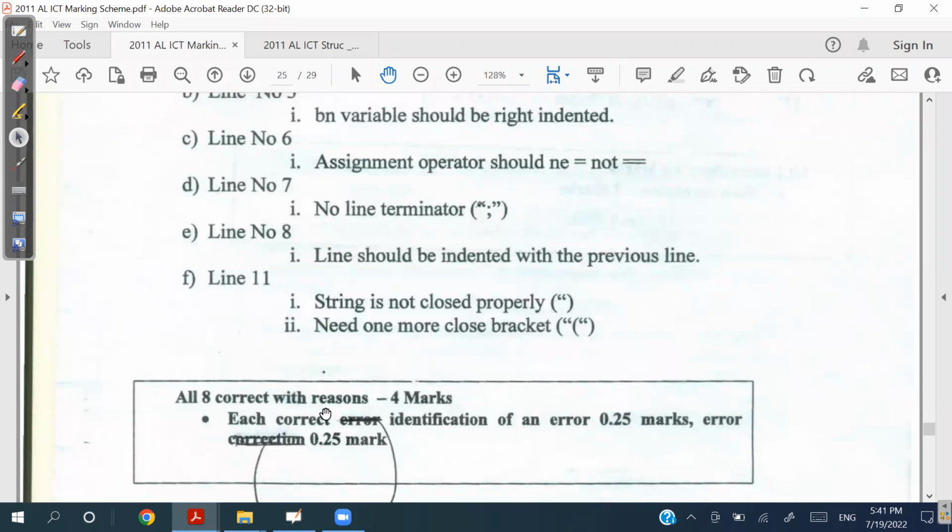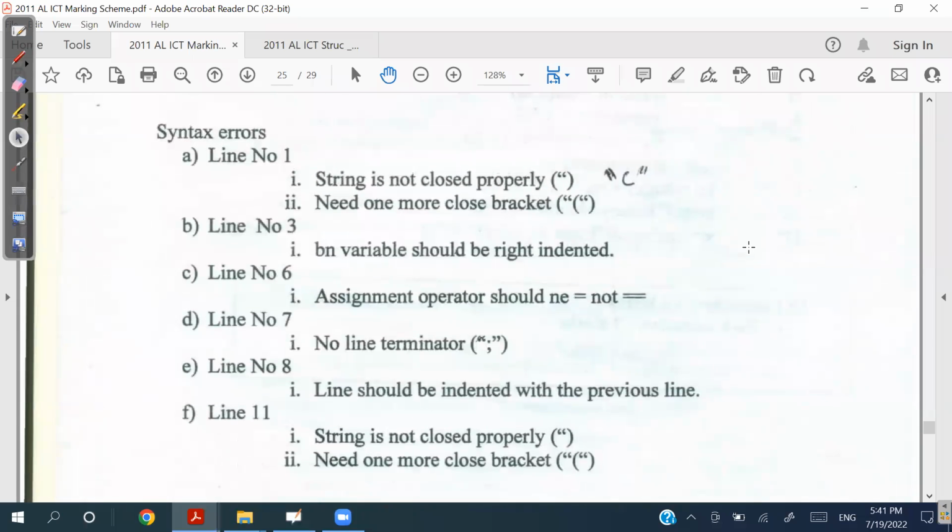So all 8 correct with reason, 4 marks. Right? See how they have mentioned the reasons. String is not closed properly, need one more close bracket. And in line number 3, bn variable should be right indented. Line number 6, assignment operator should be equal, not double equals. Line number 7, no line terminators are used. Line number 8, line should be indented with the previous line. Line number 11, the same mistakes that you have done in the first.